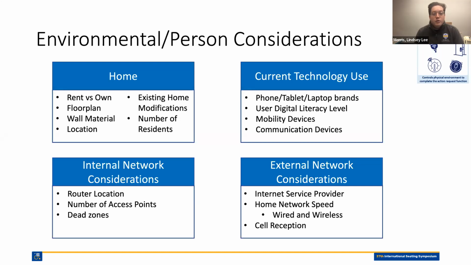If they own their home, it's a lot easier to install permanent devices and change structures and things like that, because we have to get permission of the owner of the home. If the user's renting, then we have to get written approval through the landlord, and it can be a longer process. So you may consider more temporary devices in that case. The floor plan of the house is also very important.